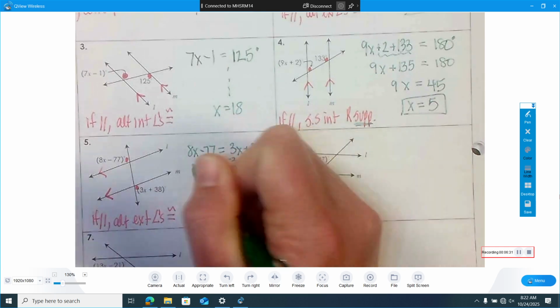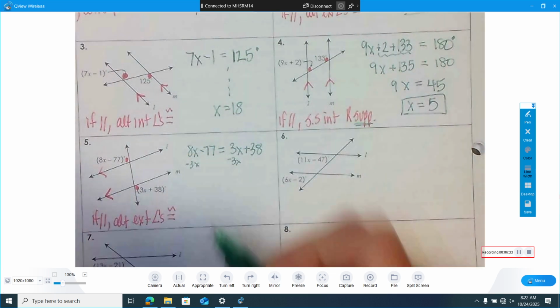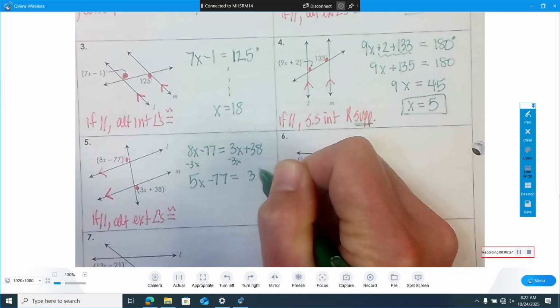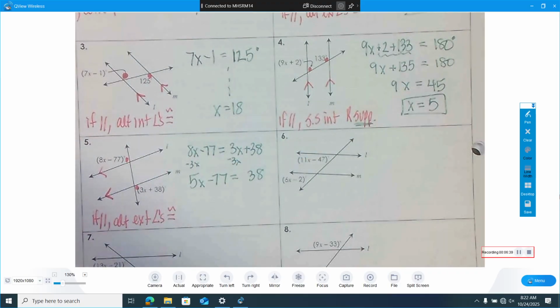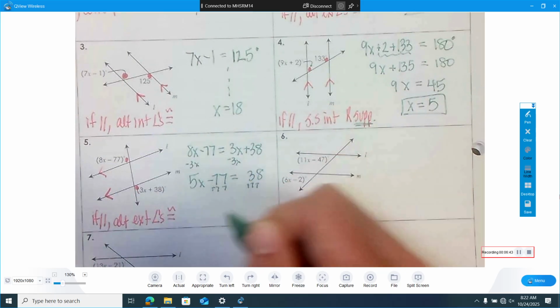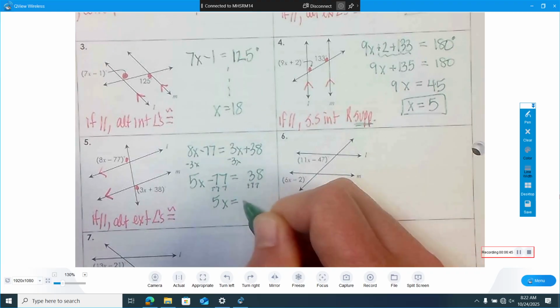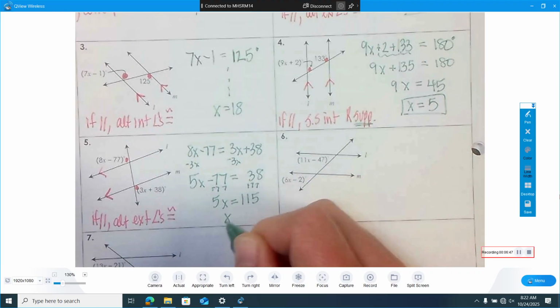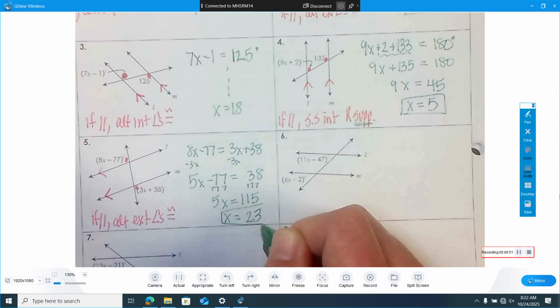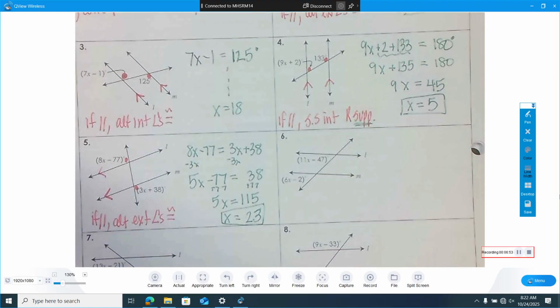All right. Yeah, so we can do this a couple of ways. I usually start with the letters, so I'm going to move the 3x first. That gives me 5x minus 77 equals 38. And then, like you, Cash, I would do the 77. So let's add the 77. So 115, and then that divides by 5, and we get 23. Great.